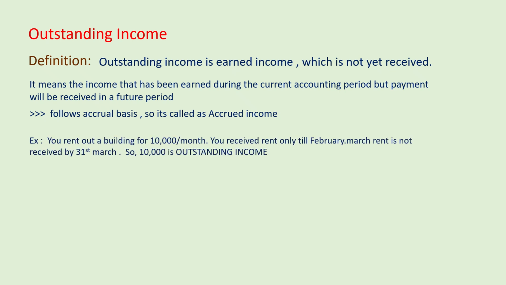Let's see with an example. You rent out a building for 10,000 per month. You received rent only till February. March rent is not yet received by 31st March. So this 10,000 is outstanding income. You have already provided the services, the building has been used, but the amount is not yet paid. You are going to get that amount in the future. So that's why that 10,000 rupees for March is known as outstanding income.